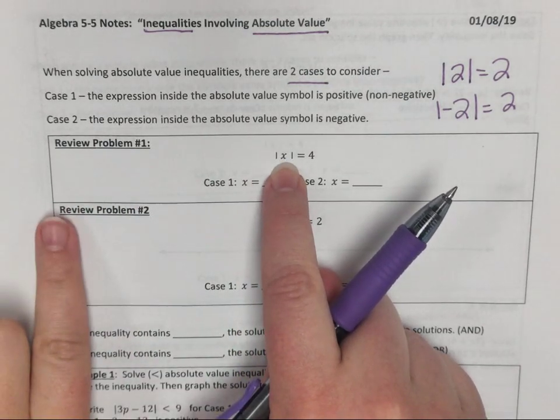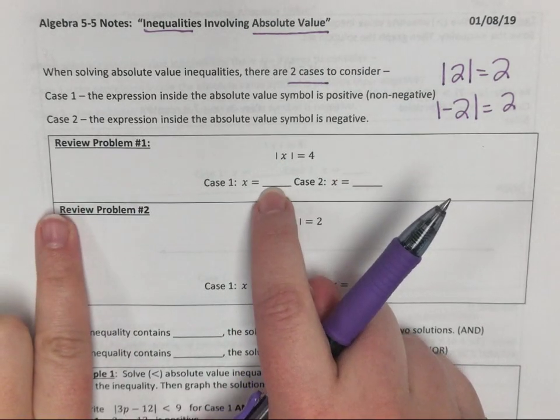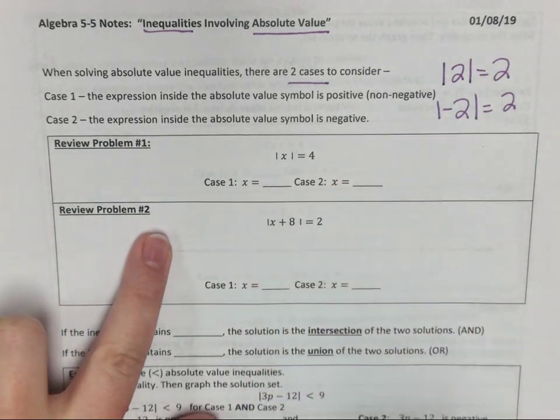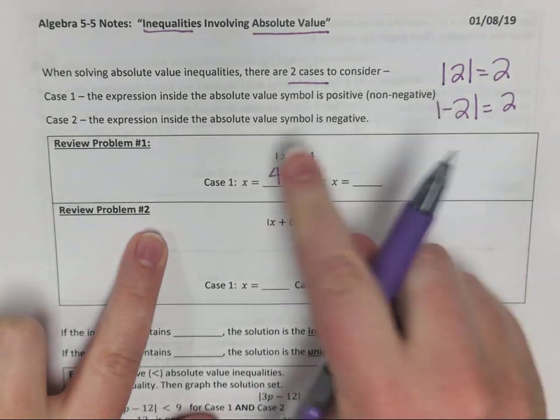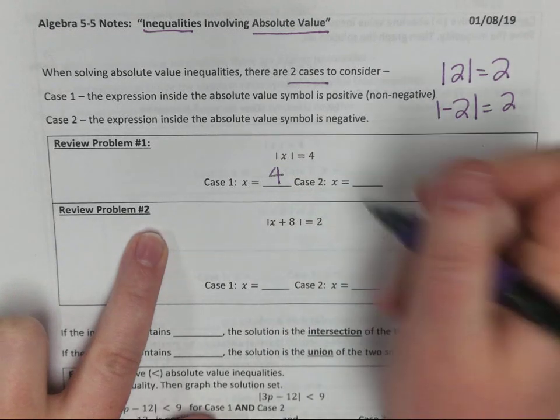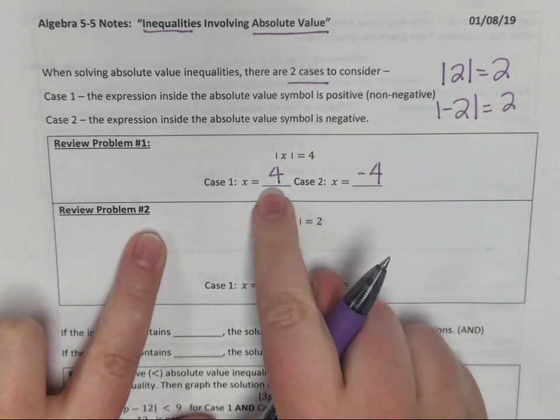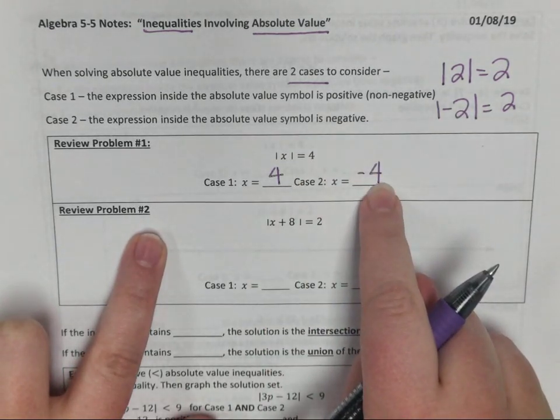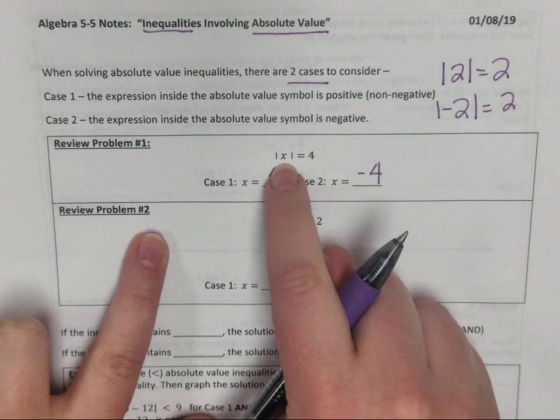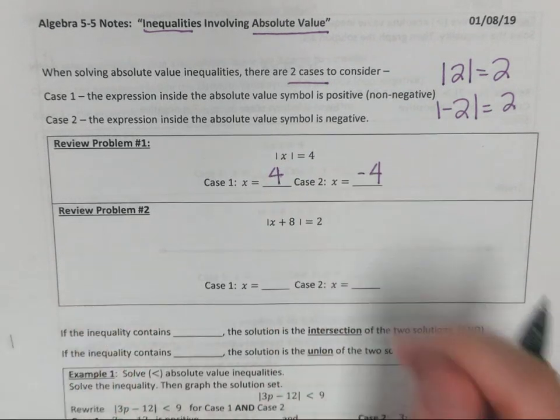So we're going to just do a quick review problem. So if the absolute value of x is equal to 4, x can be two different numbers. What? 4, because the absolute value of 4 is 4, and negative 4. So the positive of it and the negative of it. And then again, it's everything that's inside the absolute value. It can be positive or negative.